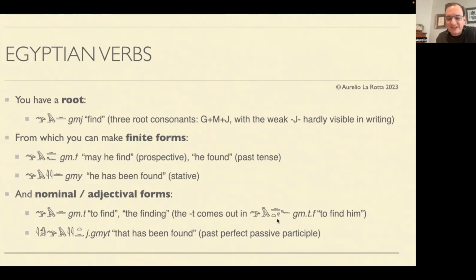Like, for example, to find him, gimtof, you actually write the T out now. To show that it's really pronounced, they actually write T, W, F. That's how you know it's still there in late Egyptian, but only if followed by a suffix pronoun. And there are other nominal forms or adjectival forms as well, like, for example, participles. I gave you an example of the past participle passive over here.